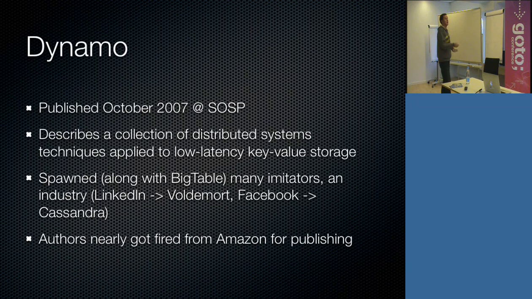So I'll give a brief overview and mainly talk about how Riak works, which is our clone of this system. But anyway, back to Dynamo. Dynamo was a paper published by Amazon in 2007, so it's a little over 5 years ago now. And it describes a collection of distributed systems techniques that Amazon used to create a very high availability, low latency, key value storage system. By key value, I mean basically the API is that of a hash table. You give it a key and you get an associated value back.